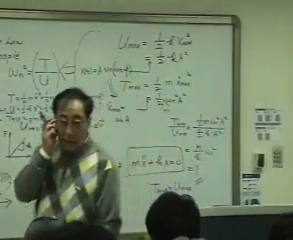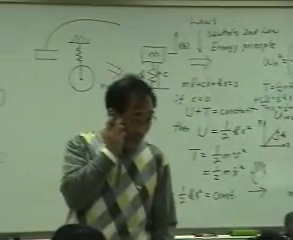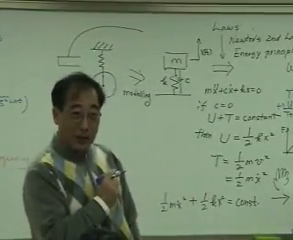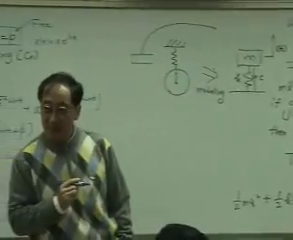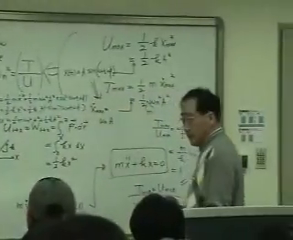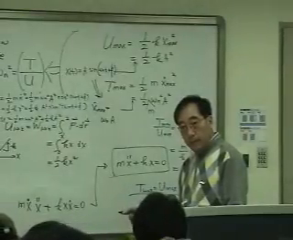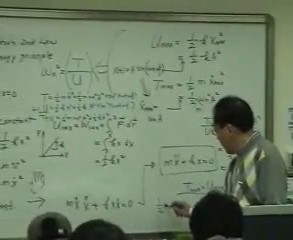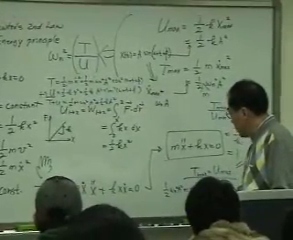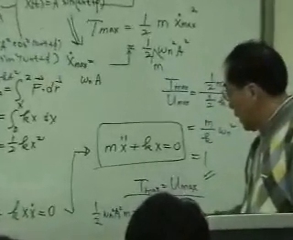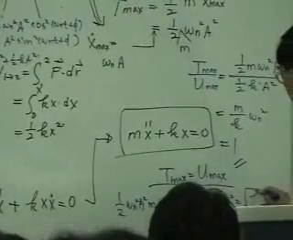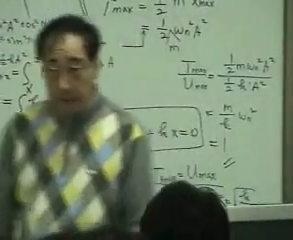Because energy is conserved. Right? So Tmax over Umax must be 1. So that is correct. Okay? So rewriting this gives me 1/2 omega n square a square m is equal to 1/2 k a square. Therefore, omega n is the square root of k over m.